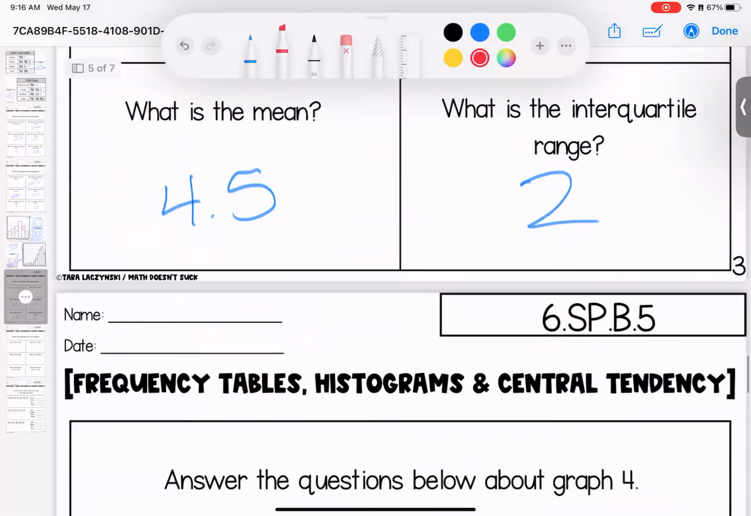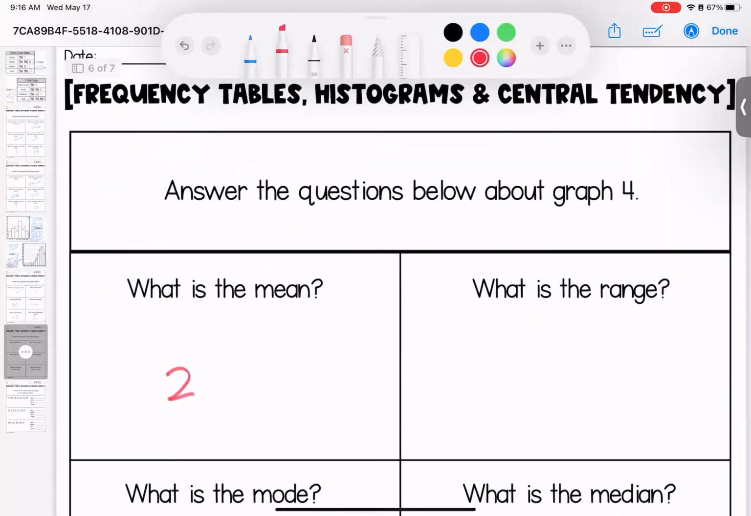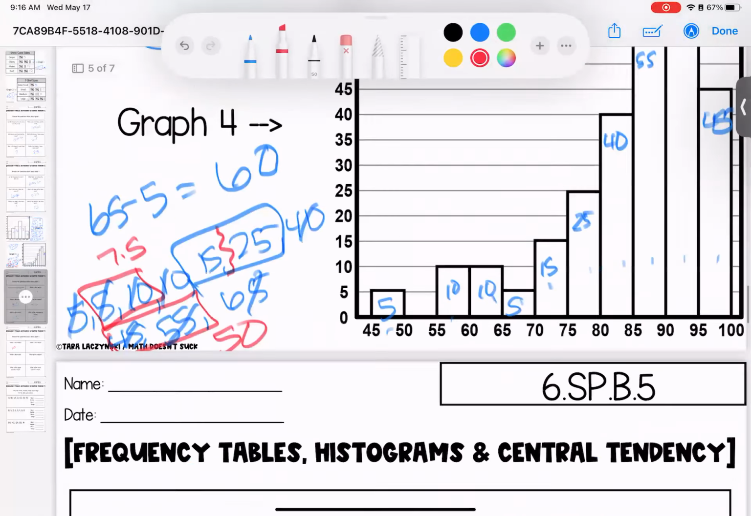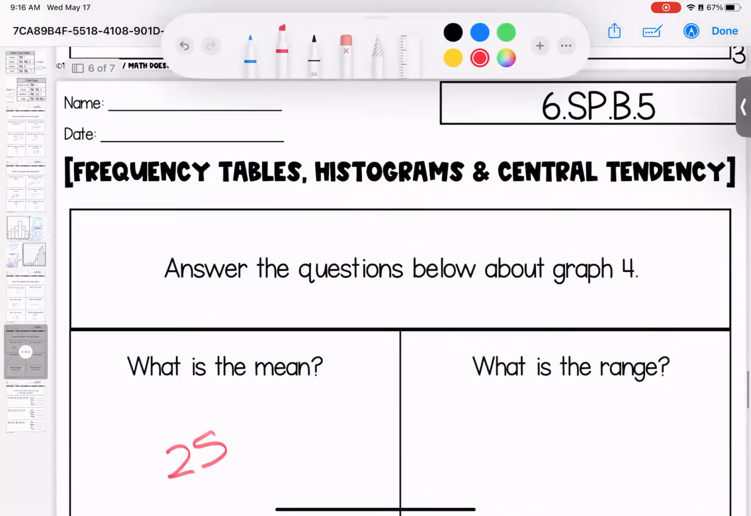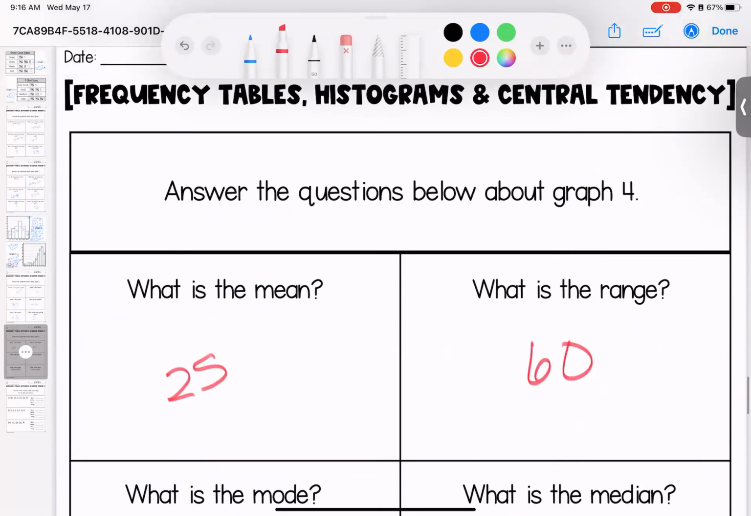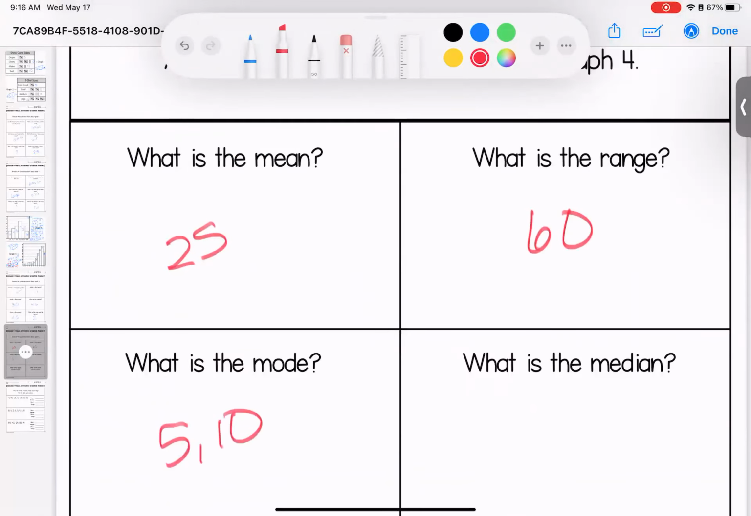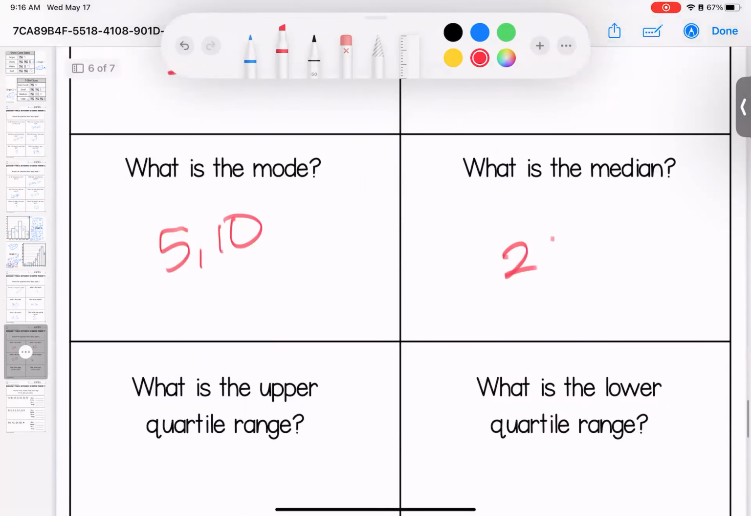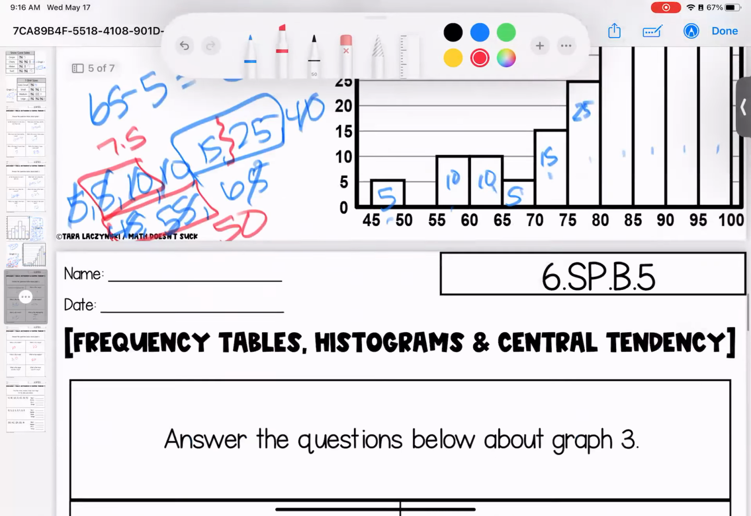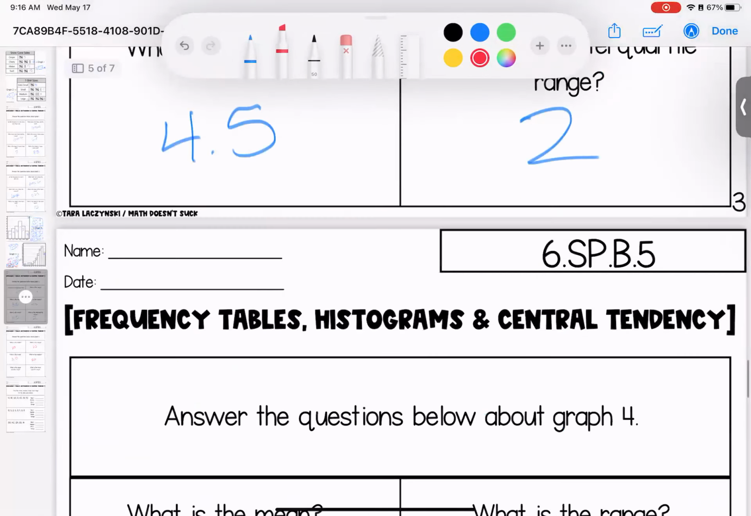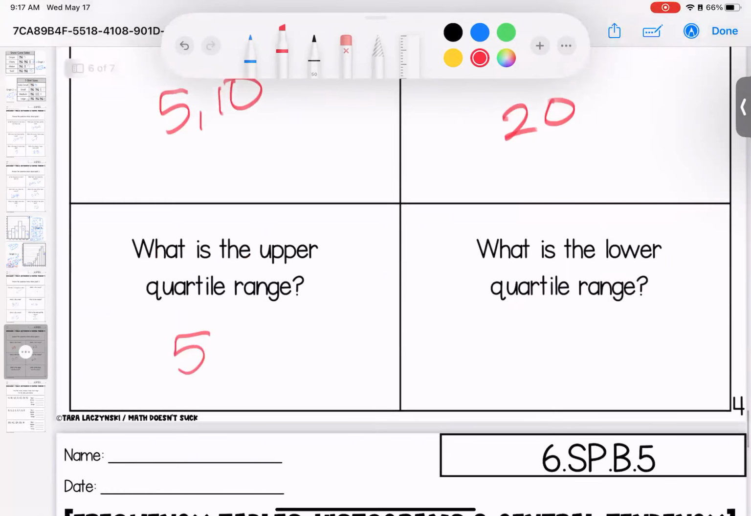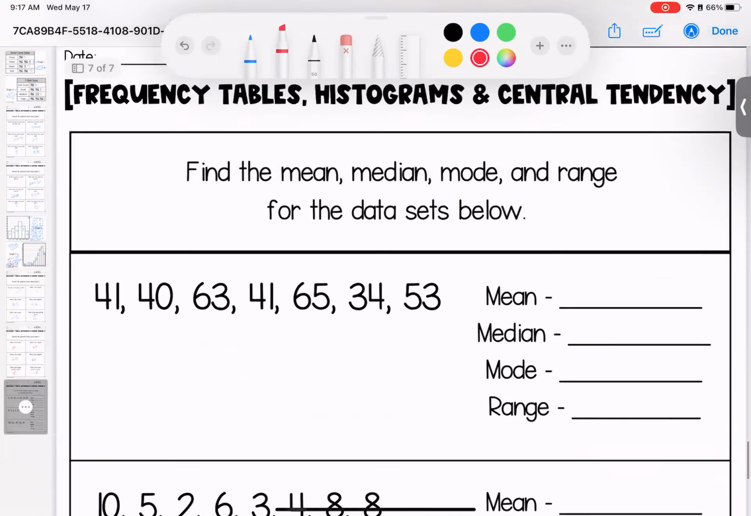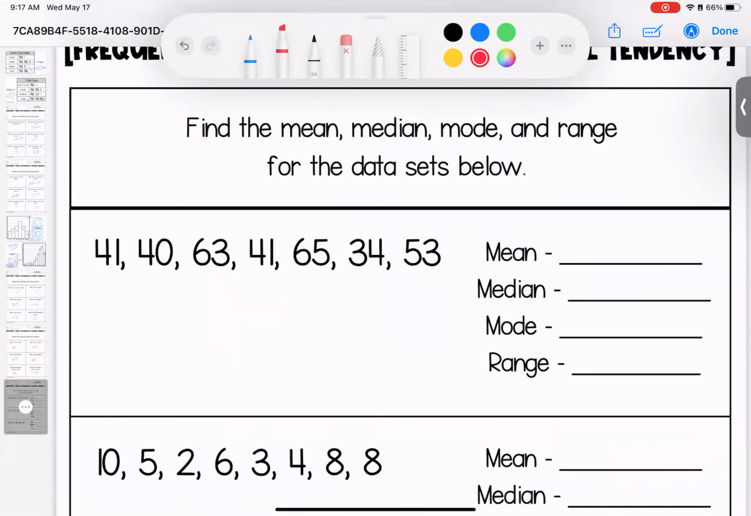So filling in our pieces, we said the mean was 25. We said the range was 60. We said our mode was 5 and 10. We said our median, our middle was 20. Our upper quartile was 50 and our lower quartile was 7.5. Questions on these? Bring them to class.